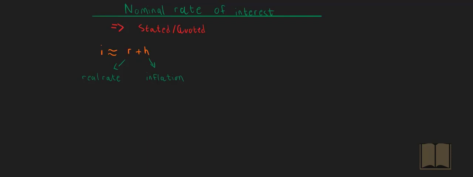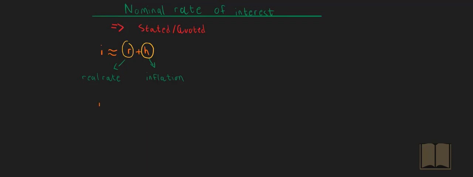So this tells us that when we charge interest, we want to achieve two things. We want to at least maintain our standard of living by being compensated for the increase of prices of goods and services in the economy. But then secondly, we want to earn a real return on our investment. We want to increase our wealth, and that's the real rate of return.